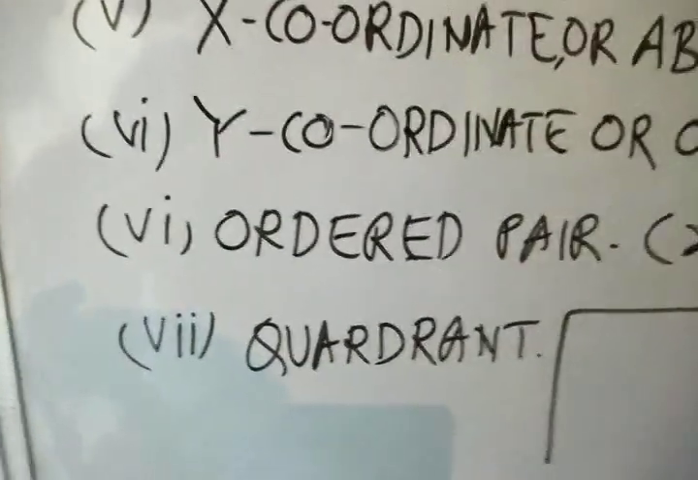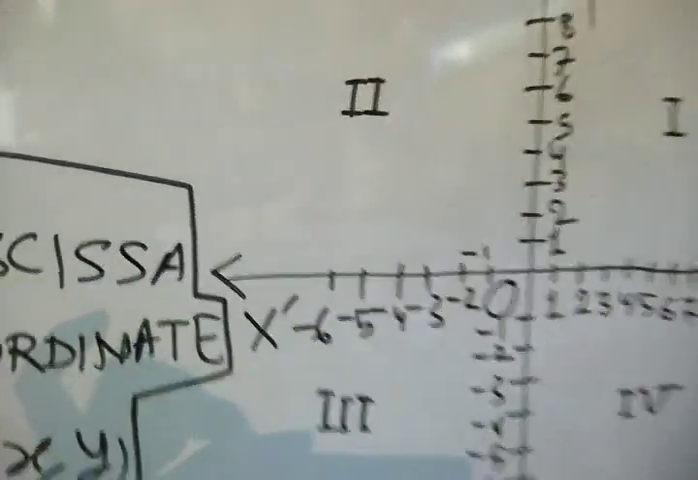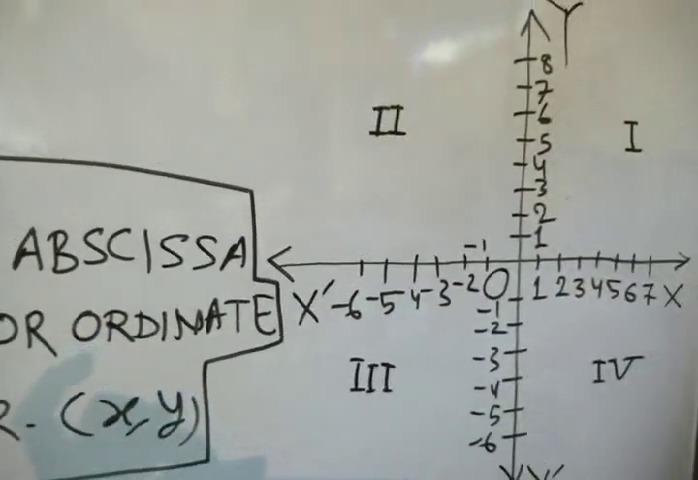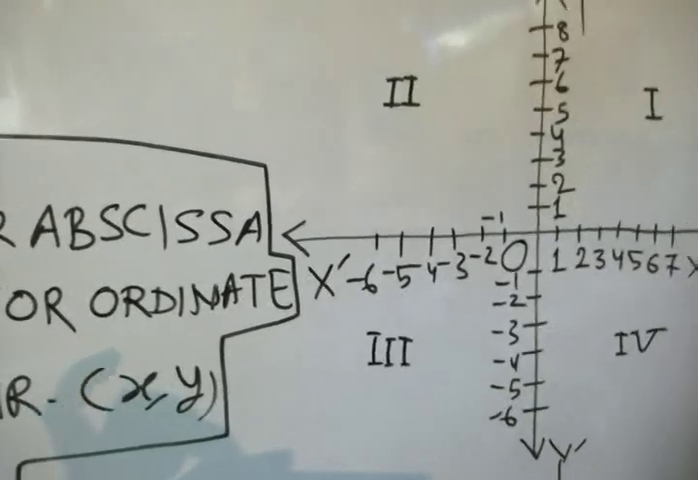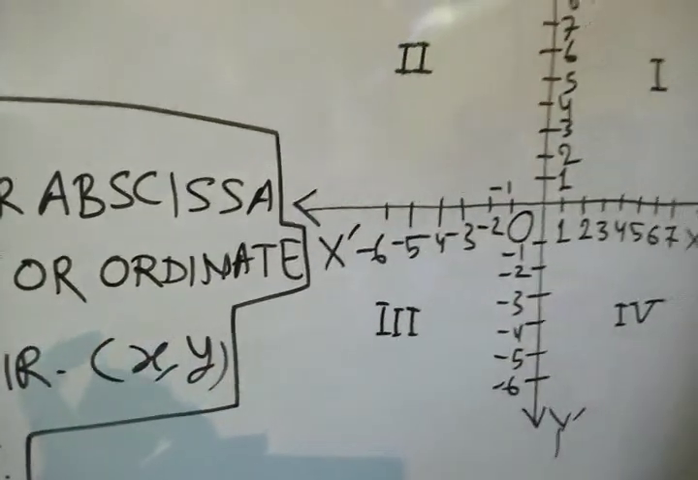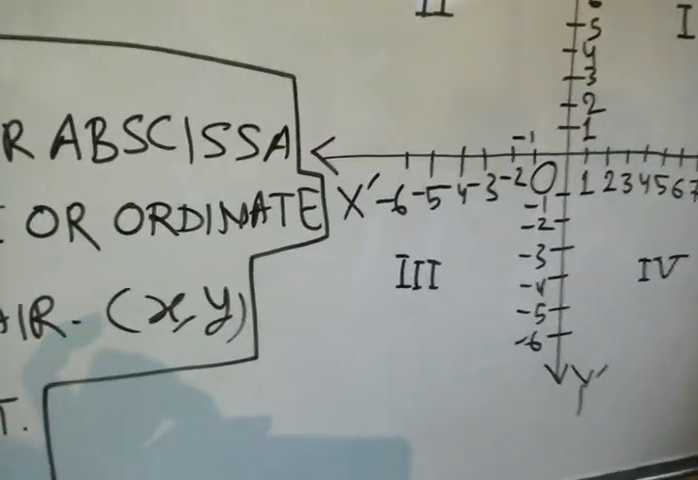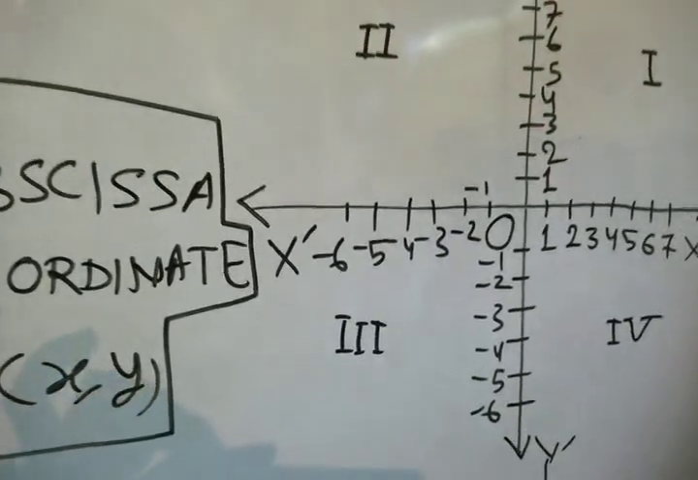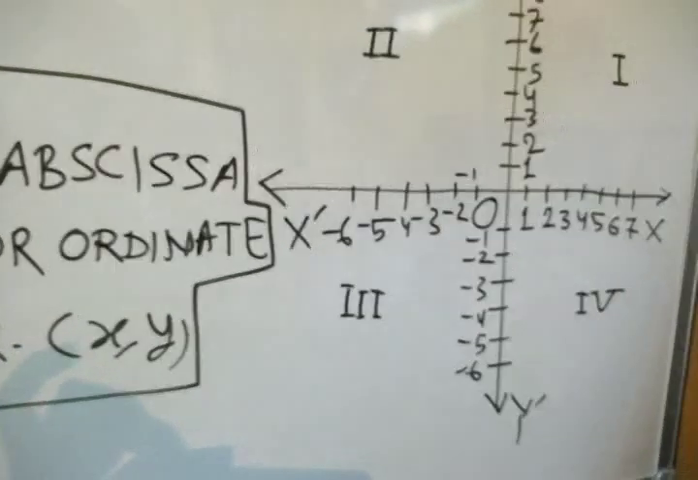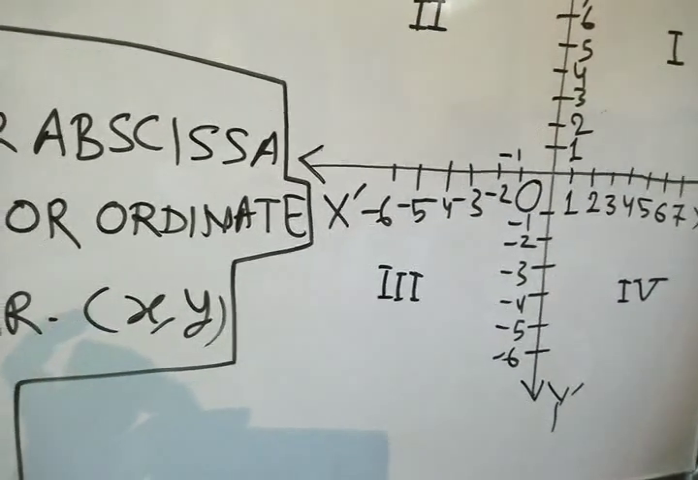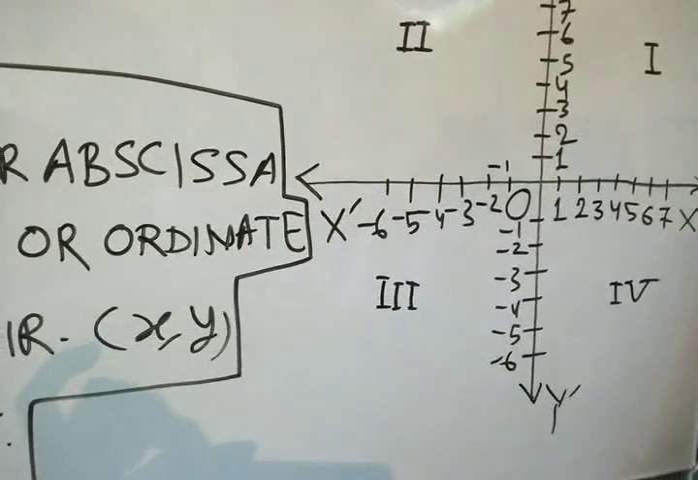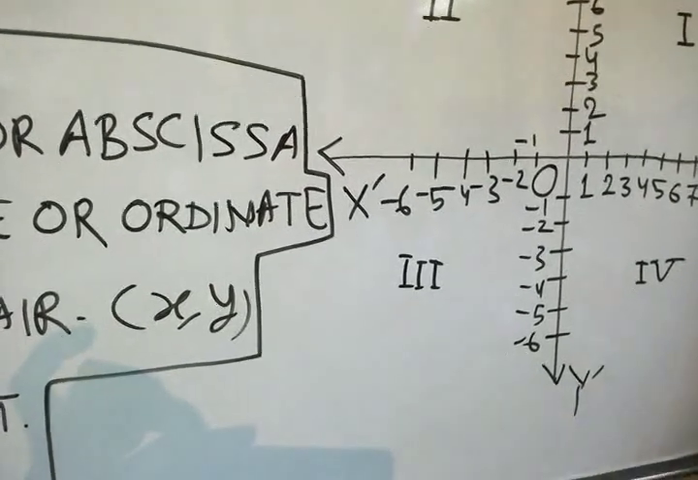Then quadrant. What is a quadrant? By these perpendicular lines, this plane is divided into four parts, they may be equal, they may not be equal. The first, second, third, fourth parts are called quadrants. The meaning of quadrant is the fourth part of any figure. So this is the first quadrant, second quadrant, third quadrant and fourth quadrant. In these quadrants the x and y coordinates will be positive or negative respectively. Where it will be positive and where it will be negative, we'll discuss later on.